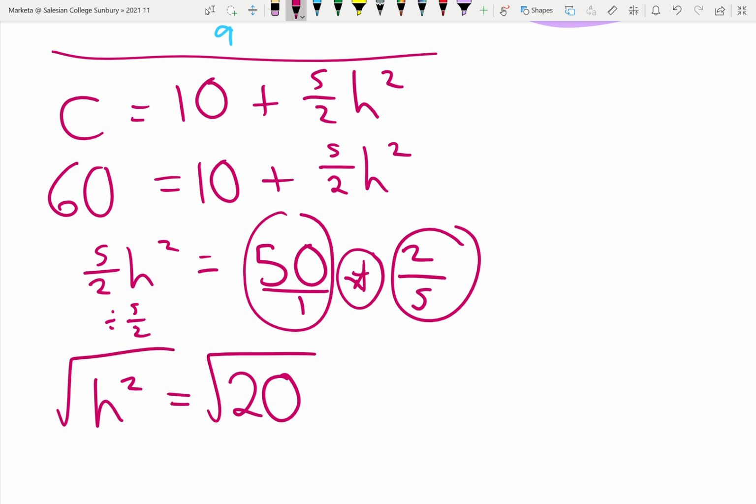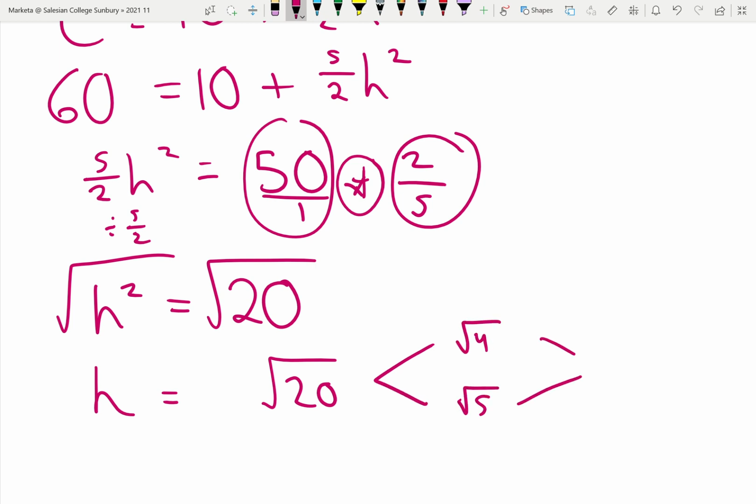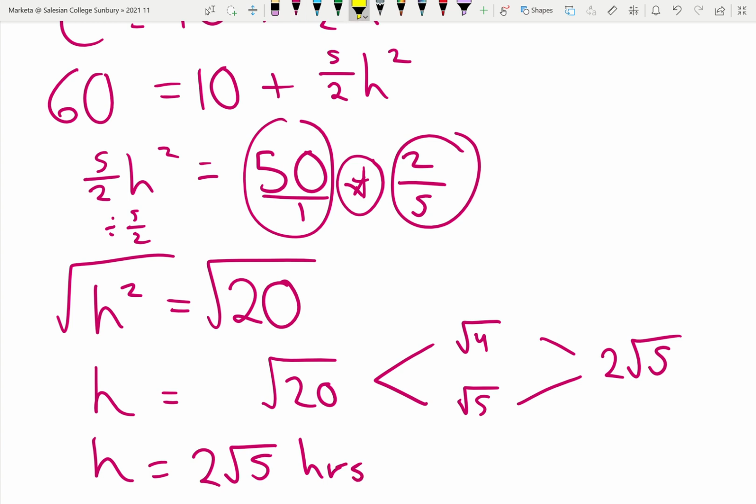Square root both sides, and we get h equals plus or minus root 20. And of course, again, we're looking at the number of hours, so you're not going to have a negative number of hours. So we can reject the negative and write root 20. And of course, we should simplify this to 2 root 5. So h equals 2 root 5 hours. And this is 100% correct. And if they didn't ask us to put it to the nearest half hour, that would be our final answer. But they do. They ask us to the nearest half hour.